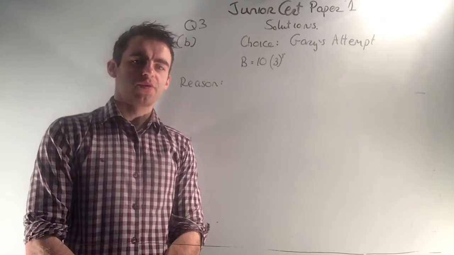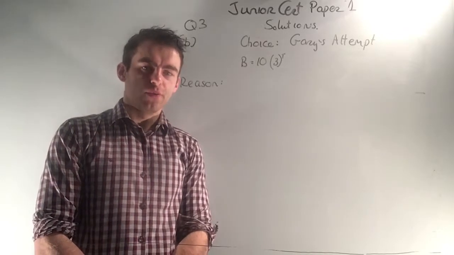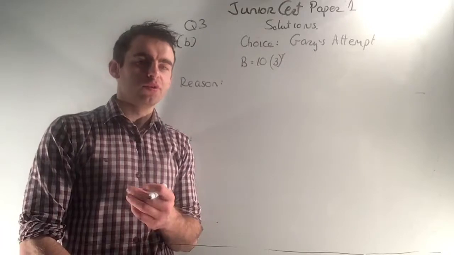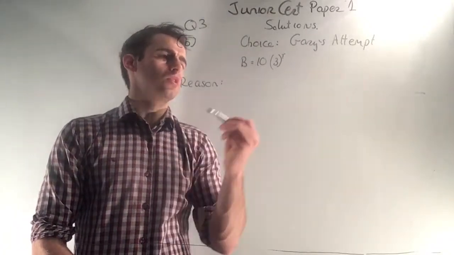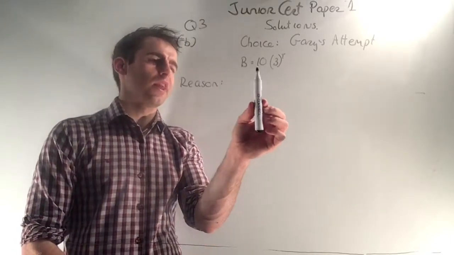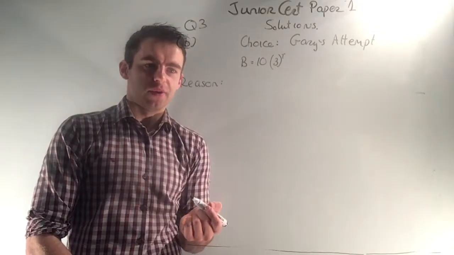Okay, so for question 3 part B, we're given 3 different general formulas, one of which describes the pattern in part A. And I now need to choose which one is the correct one and give reasons. So in this case, you should have chosen Gary's attempt. Gary's attempt was that the number of bacteria is equal to 10 times 3 to the power of t, where t is the number of hours.